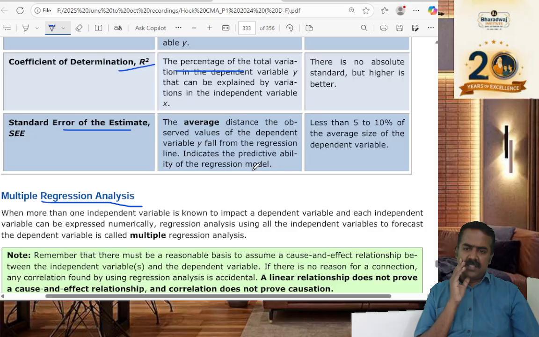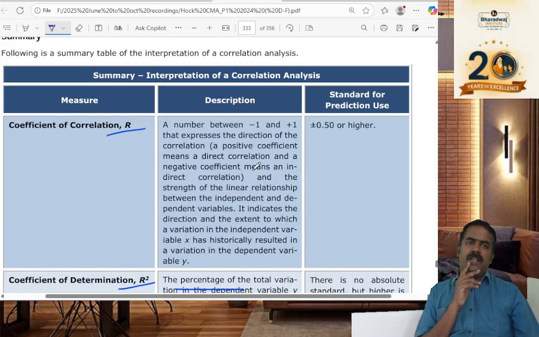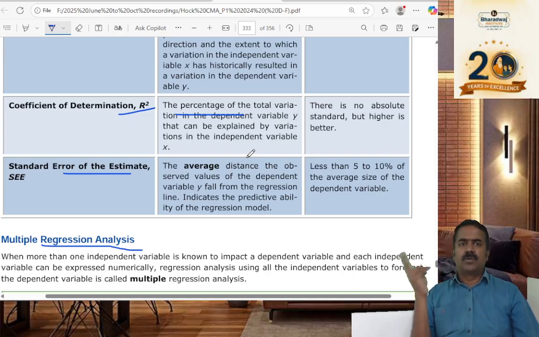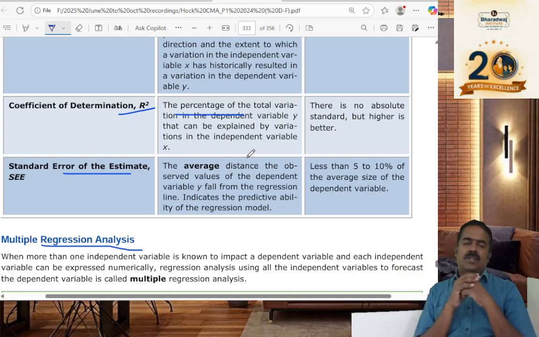What is a multiple regression analysis? In simple regression analysis, how many dependent variables will be there, how many independent variables? One. In case of multiple regression analysis, how many dependent variables? One. How many independent variables? Two or more. For example, total cost. How do we work? A plus bx. What is A? Fixed cost. What is B? Variable cost. X is the independent variable, number of units.